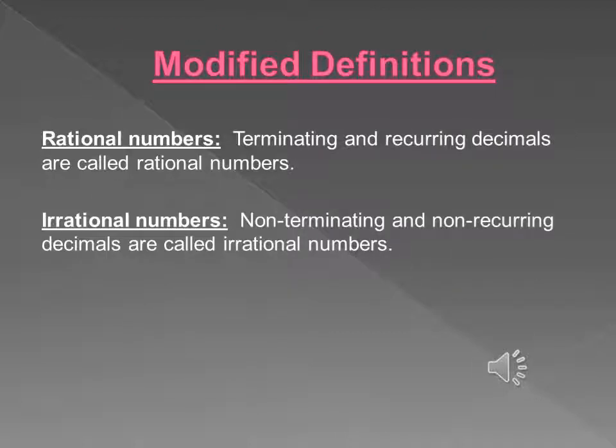Dear students, we can also define the rational and irrational numbers in terms of terminating, non-terminating, recurring and non-recurring decimals. So in case of rational numbers, we say that all the terminating and recurring decimals are called rational numbers, and all the non-terminating and non-recurring decimals are irrational numbers.